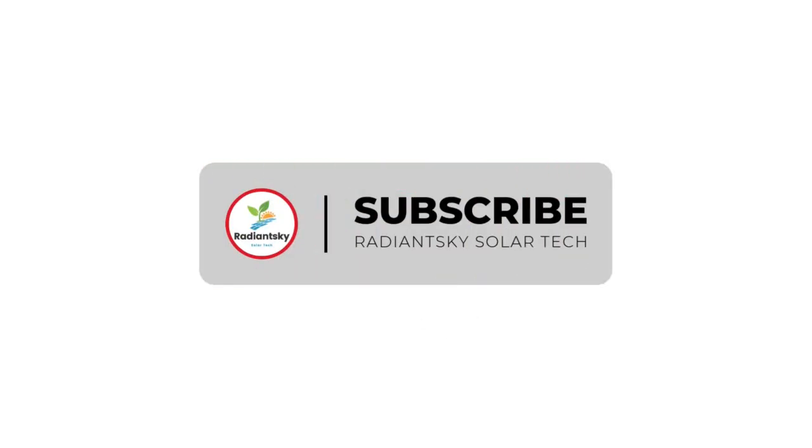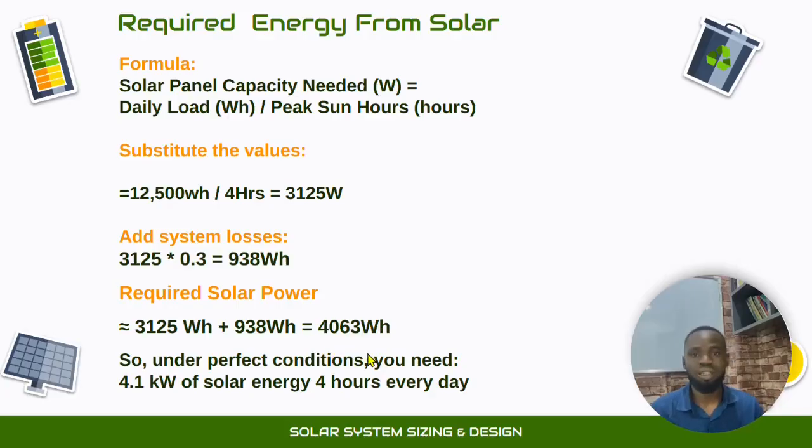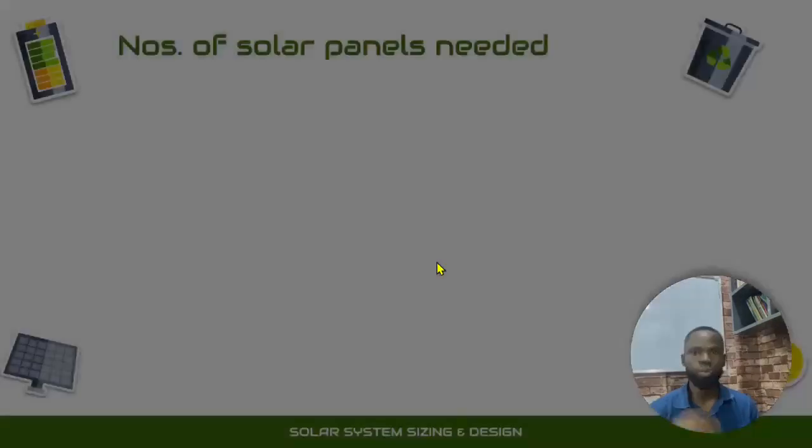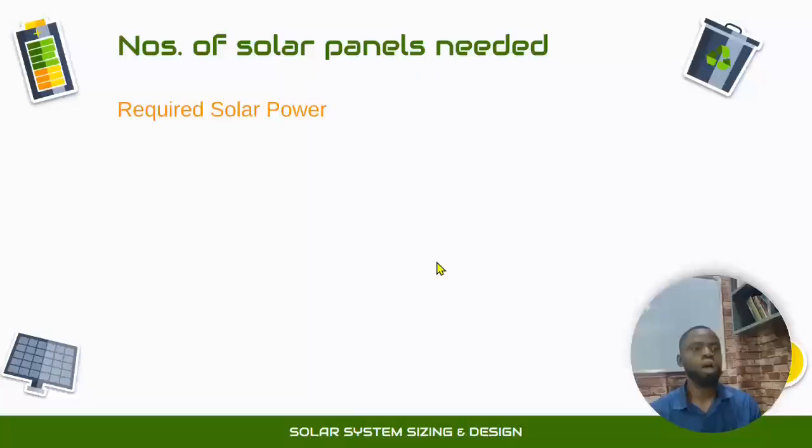Okay, so you don't have a single solar panel that can produce 4,063 watt hour. You don't have that kind of solar panel, but this is the total energy you need to produce. How do you go about ascertaining the numbers of wattage you need or pieces of panels you need? So once you have gotten this figure, everything is settled. All you need to do now is to substitute. So how do you determine the numbers of solar panels you need for your solar system?